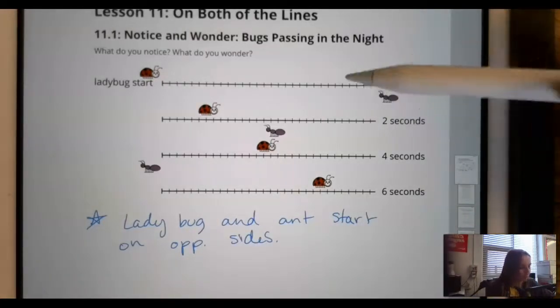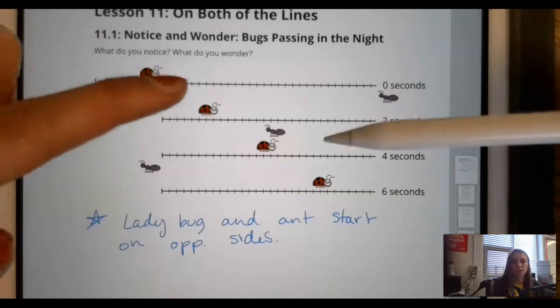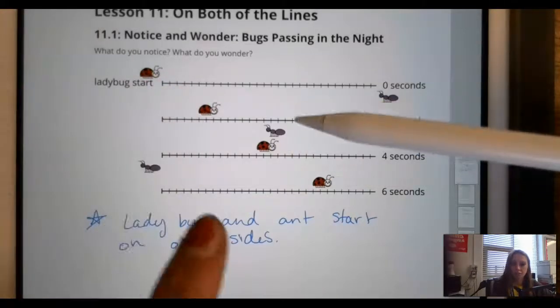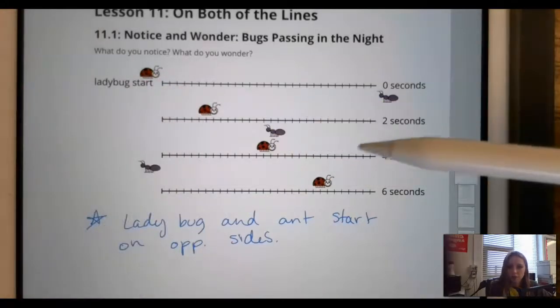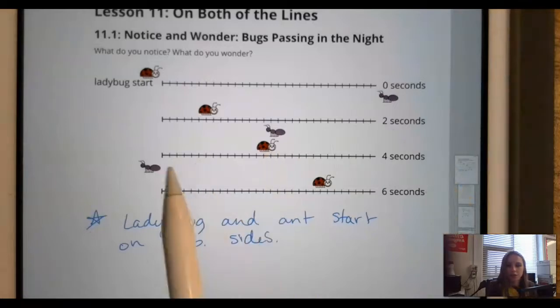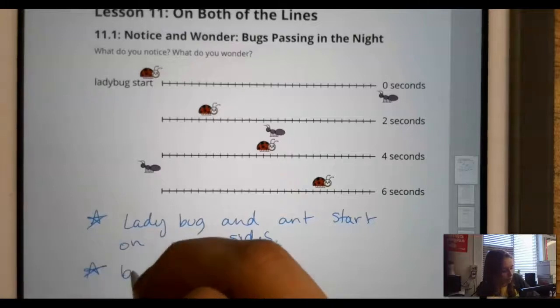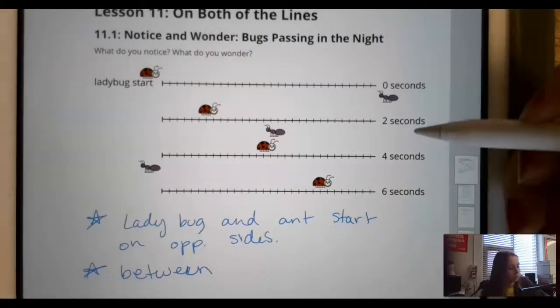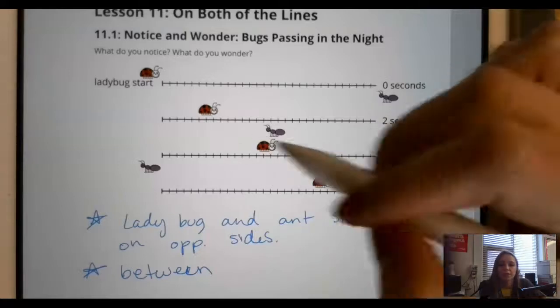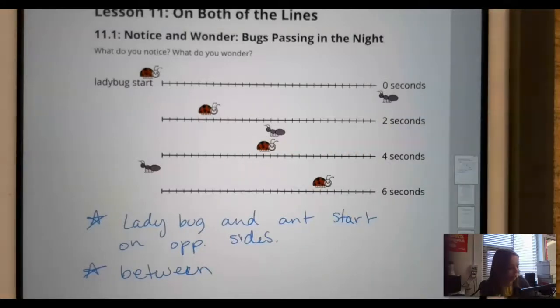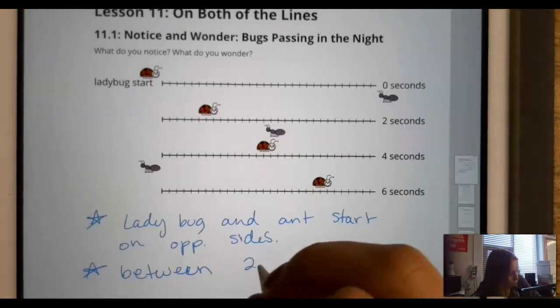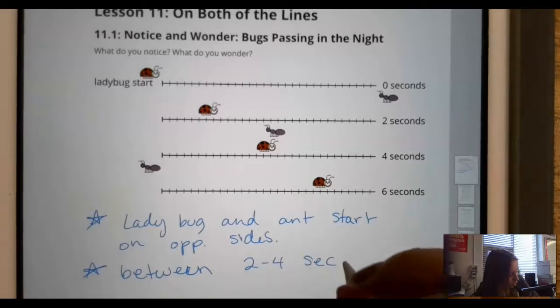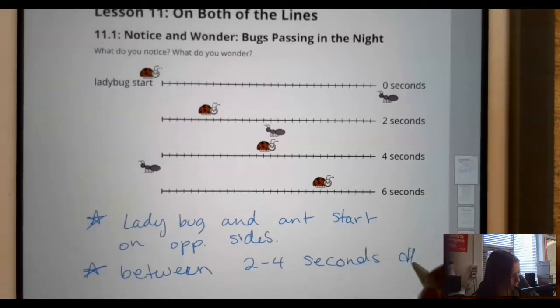If we look down here, so they both start here. After 2 seconds, they're getting closer, and then at 4 seconds, it looks like the ant has completely passed the ladybug. So we could write between the 2 seconds and 4 seconds, the ant and ladybug pass each other. So between 2 and 4 seconds, they pass each other.